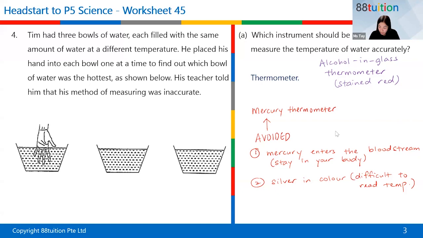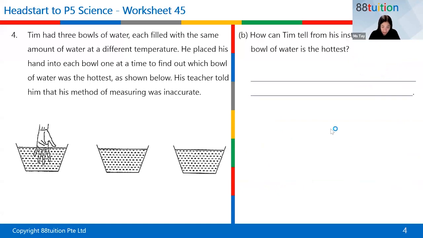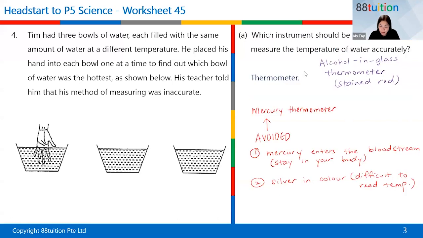Right, let's continue here. Next part question. Now, how can Tim tell from his instrument which bowl of water is the hottest? Now, you suggested using a thermometer, right? So if you use a thermometer, what would you do? You will place the thermometer inside.